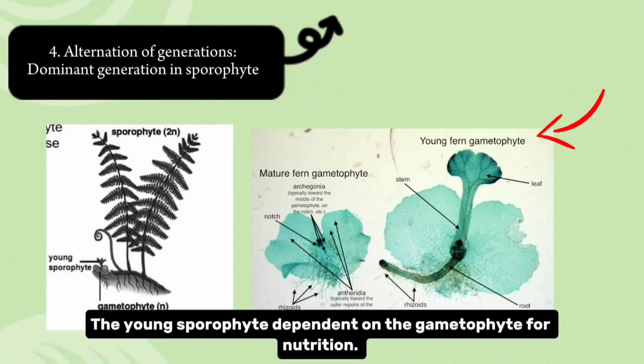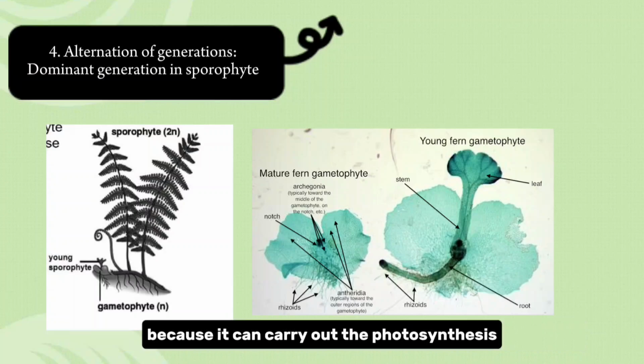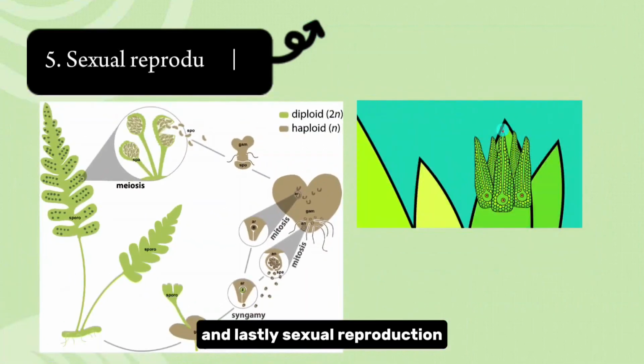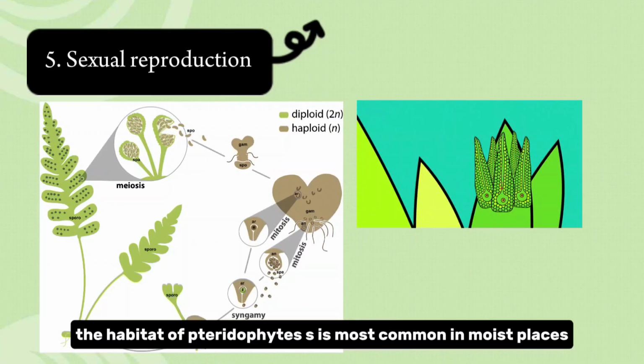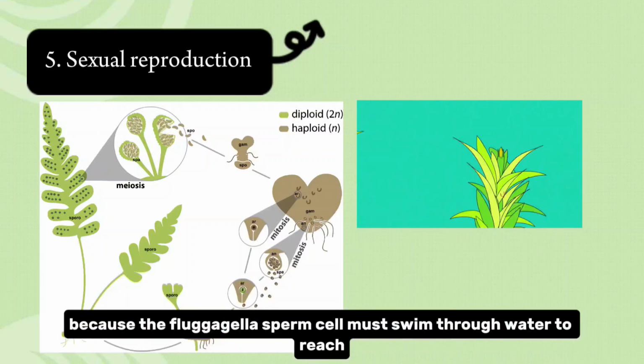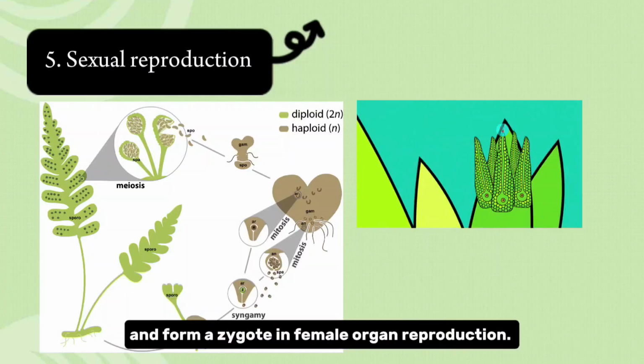The young sporophyte is dependent on the gametophyte for nutrition, and the mature sporophyte is not dependent on the gametophyte for nutrition because it can carry out photosynthesis. And lastly, sexual reproduction. The habitat of pteridophytes is most common in moist places, so fertilization is fully dependent on a watery medium because the flagellated sperm cell must swim through water to reach the egg cell and form a zygote in the female reproductive organ.